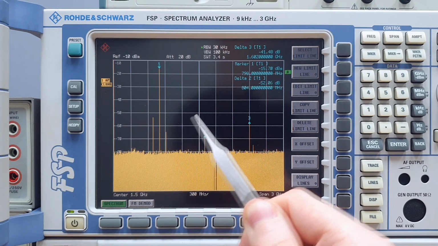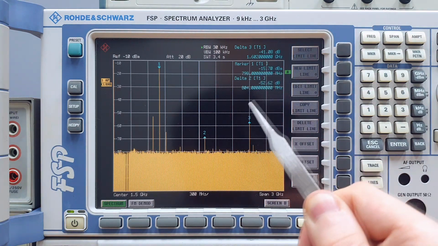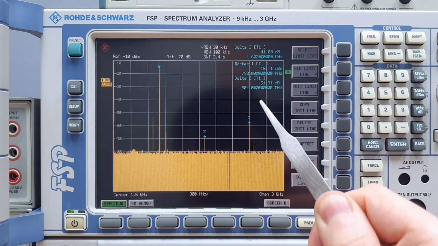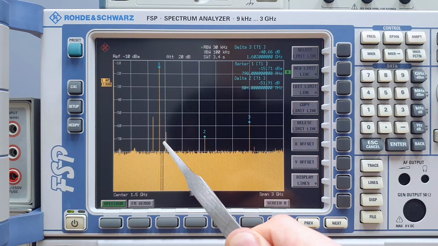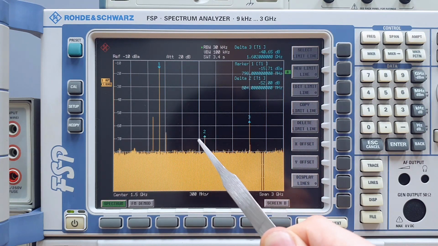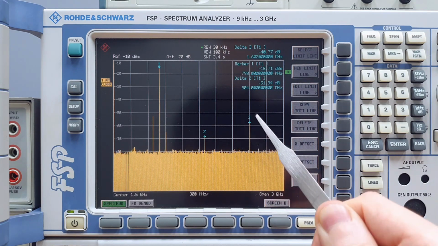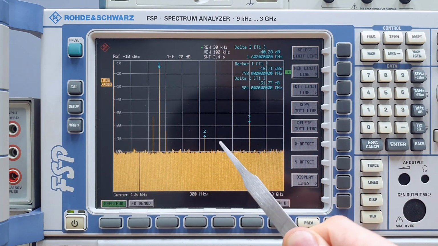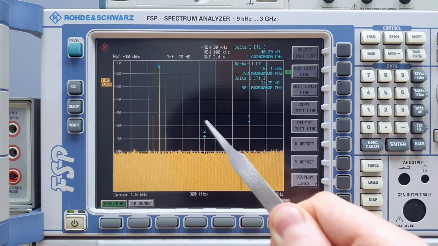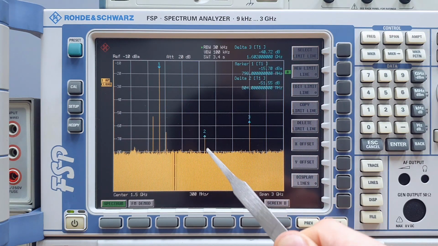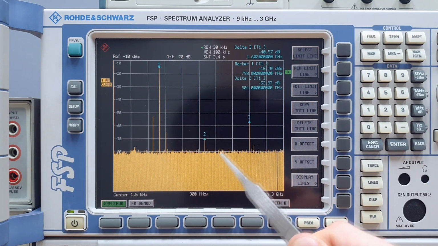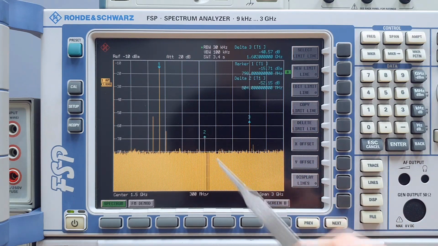The output power is negative 15 dBm and this third tone here is the third harmonic of the output. So we have 800 MHz, 1.6 GHz and 2.4 GHz here. It is interesting that the second harmonic is overlapped here with the input signal and they are lower because I have a trap at 1.6 GHz in the circuit.